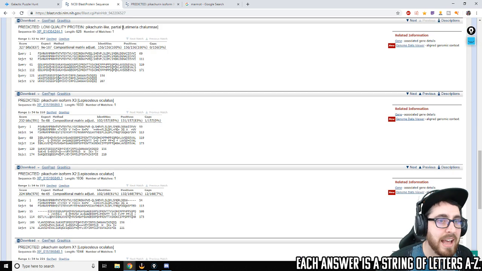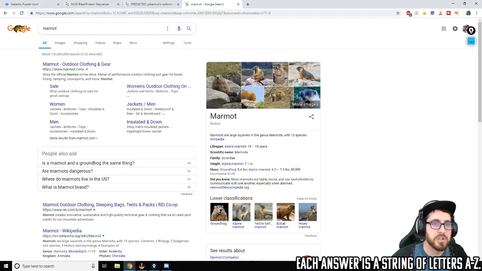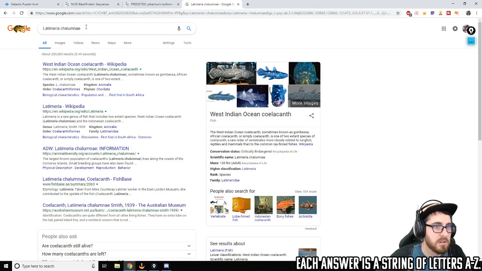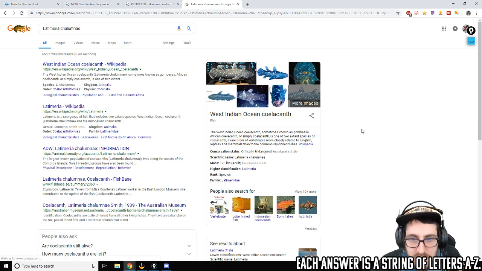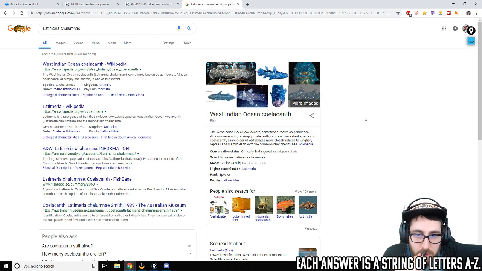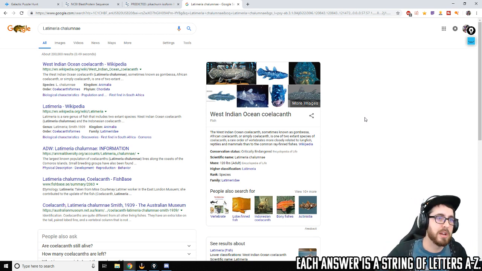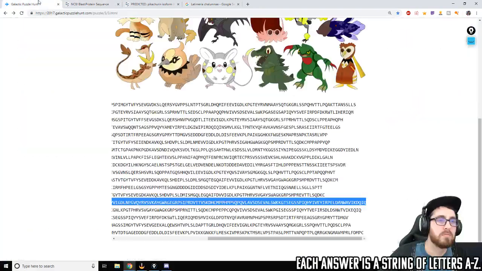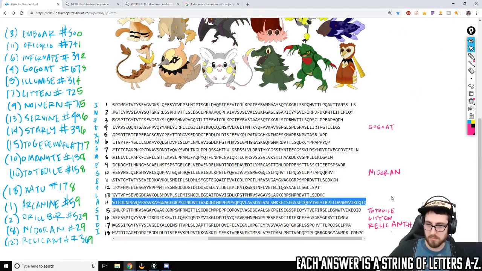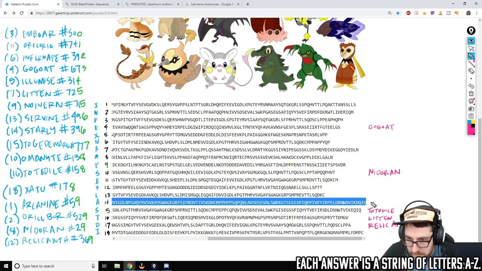Latimeria, this is number 14 here. Latimeria chalumnae? Oh, nope, this is the one. I think this is number 12. Sometimes known as Gombessa. It's one of 2 extant species, a rare order of vertebrates more closely related to lungfish, reptiles and mammals than the common ray-finned fishes. So I think we're gonna put the Relicanth right here.